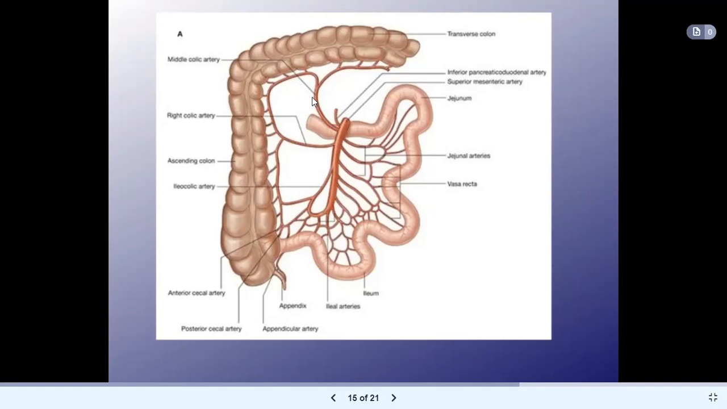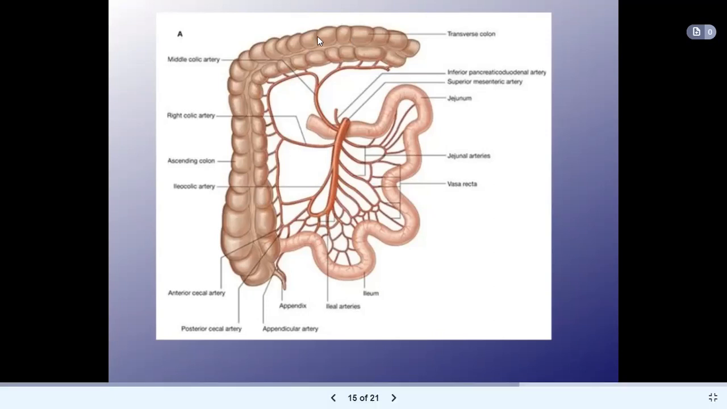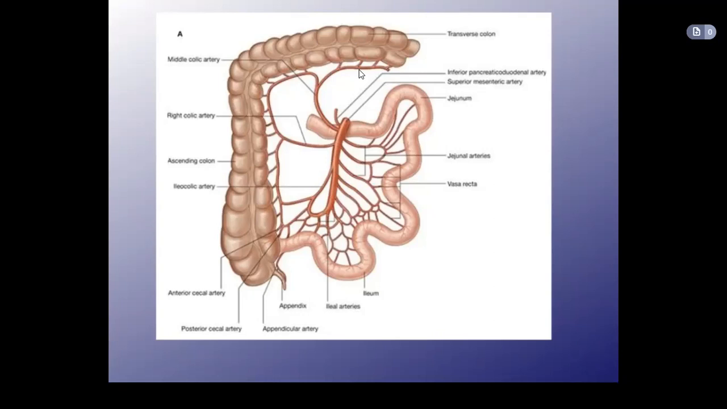Middle colic artery supplies 2/3 of the transverse colon. Here, we did not label the left colic artery because the left colic artery is not a branch of the superior mesenteric artery. So here, we are not going to talk about it because it doesn't supply the organs here. It will supply organs in the hind gut.